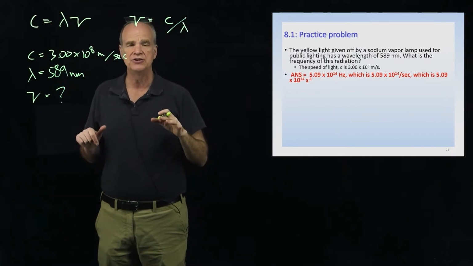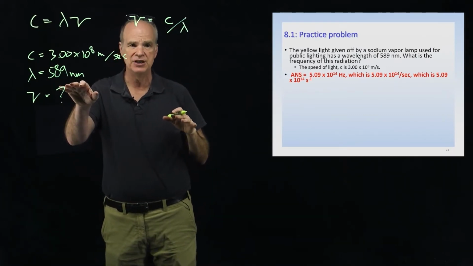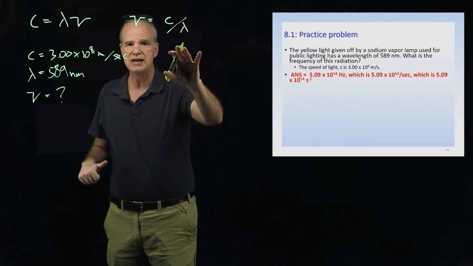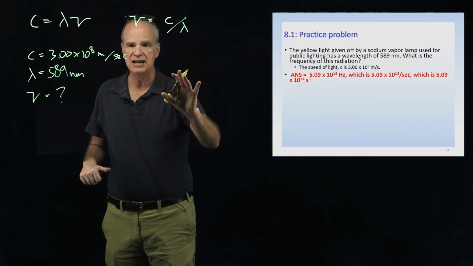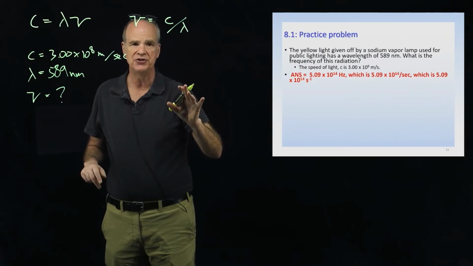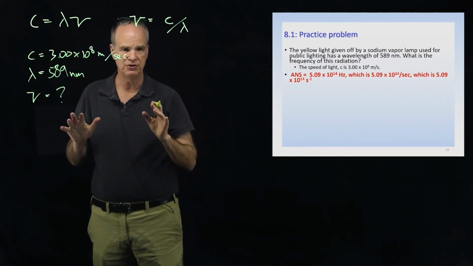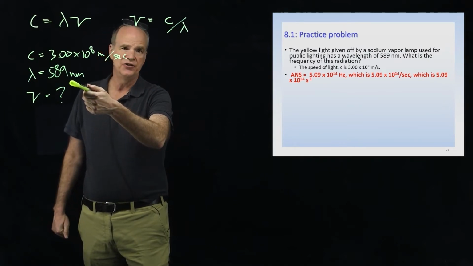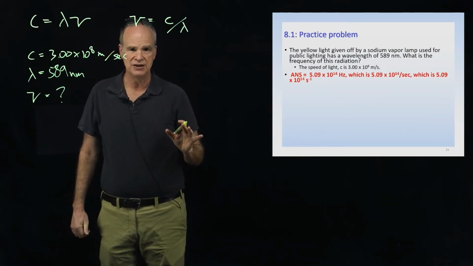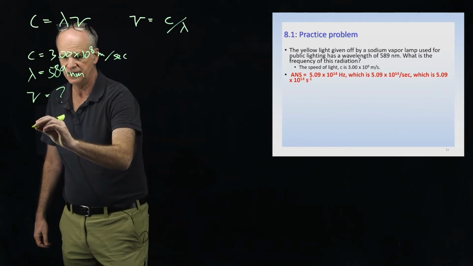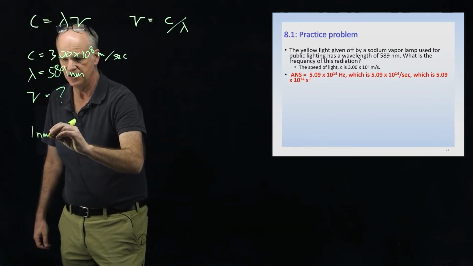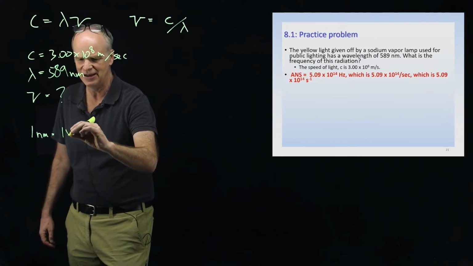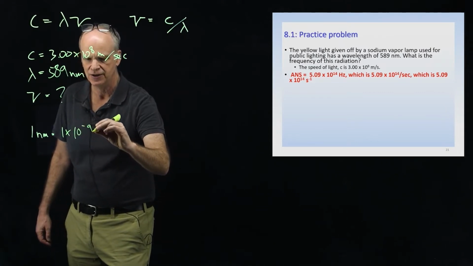So what we need to do is convert nanometers to meters. And then once that's in meters, we can throw that in the equation. The meters will cancel, and we're probably going to be left with an answer in per second. So let's go ahead and try that. The thing to remember here is the number of meters in a nanometer. So I'm going to write this here. There's not much of a meter in a nanometer, right? So 1 nanometer is 1 times 10 to the negative 9 meters.